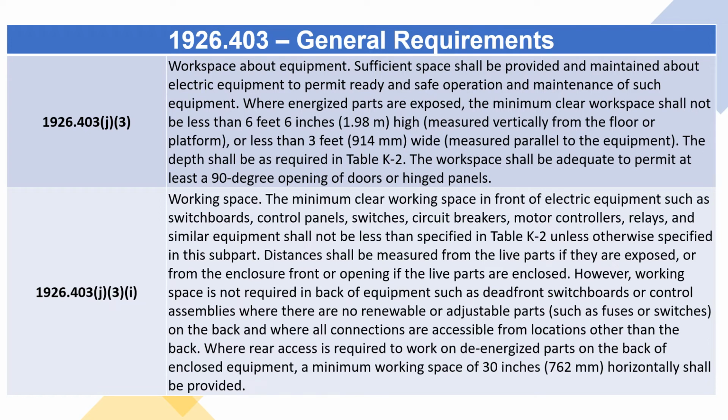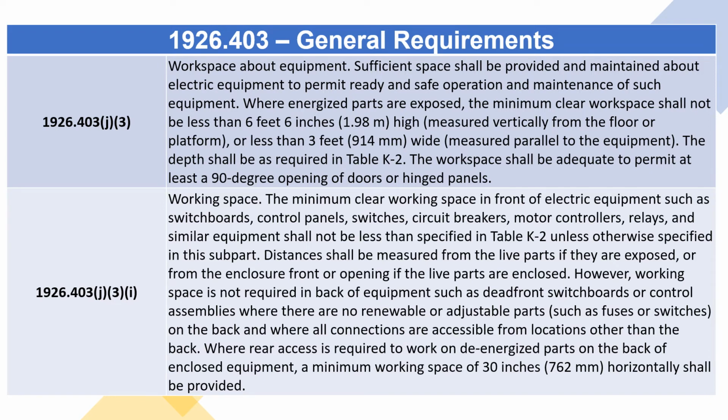1926.403(j)(3)(i) Working space. The minimum clear working space in front of electric equipment such as switchboards, control panels, switches, circuit breakers, motor controllers, relays, and similar equipment shall not be less than specified in Table K2, unless otherwise specified in this subpart. Distances shall be measured from the live parts if they are exposed, or from the enclosure front or opening if the live parts are enclosed.